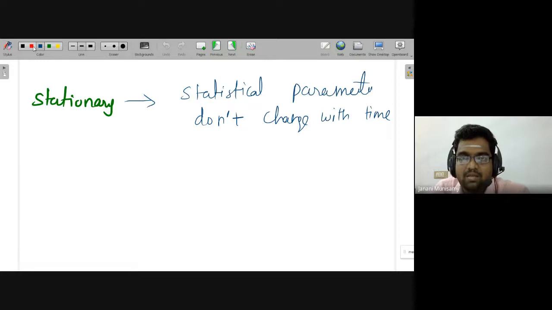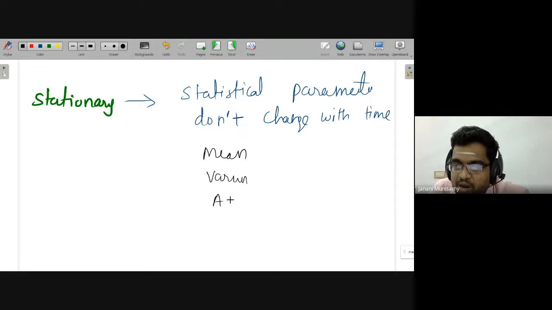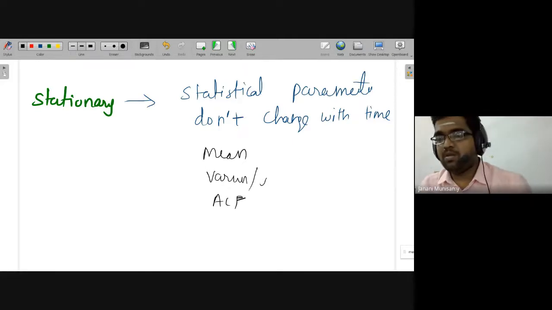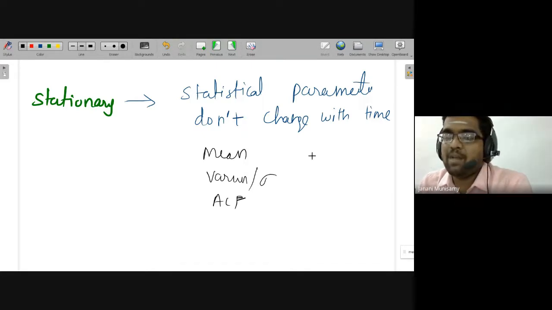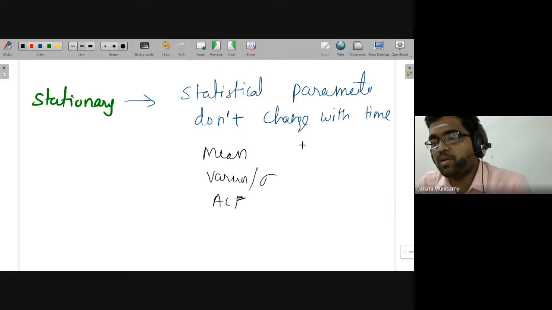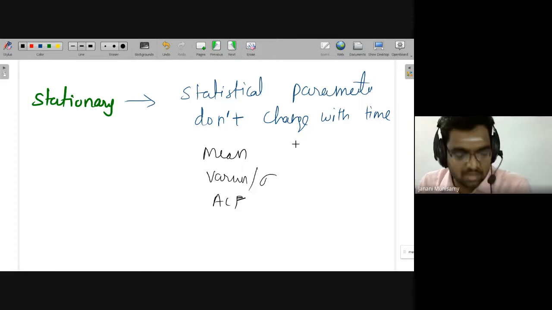What are all the statistical parameters? Mean, variance, then autocorrelation function. These are the basic statistical parameters. Variance means, by the way, you are defining standard deviation. If these statistical parameters are not changing with respect to time, then that process is called a stationary random process.